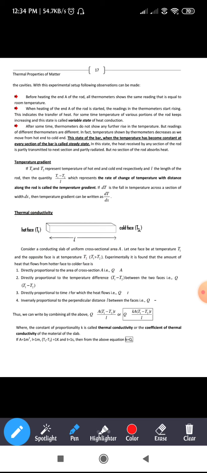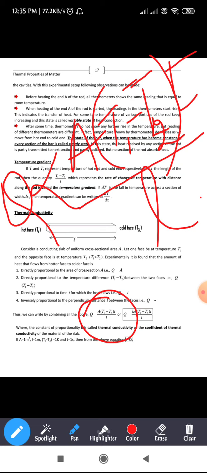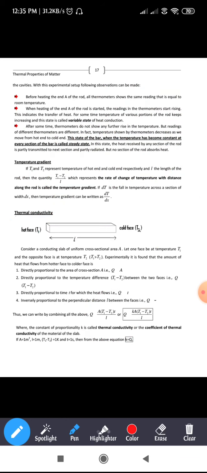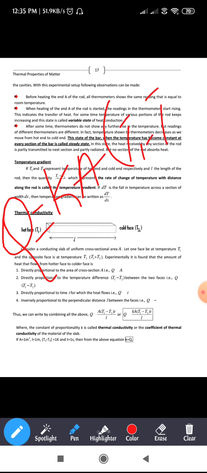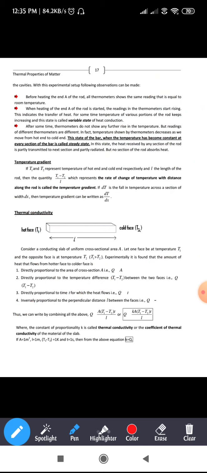Clubbing all the four points, you can write Q is proportional to A into (T1 minus T2) into t divided by L. Since this is a proportionality, just replace it with a constant, and you can write Q is equal to K A (T1 minus T2) t divided by L. This is the mathematical form of thermal conductivity, where K is called the thermal conductivity, or the coefficient of thermal conductivity of the material of the slab.